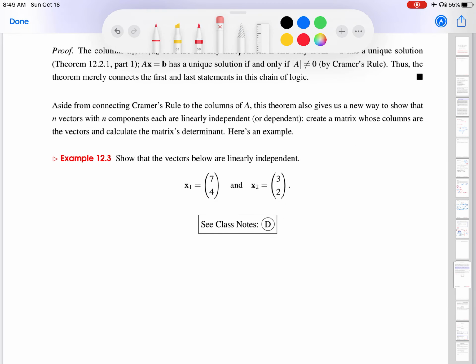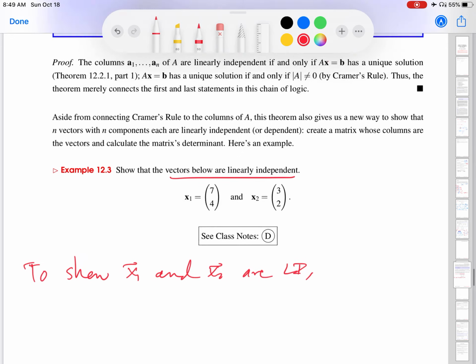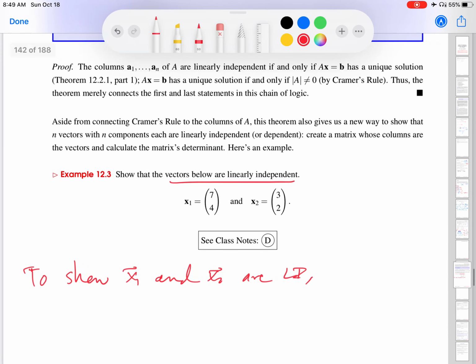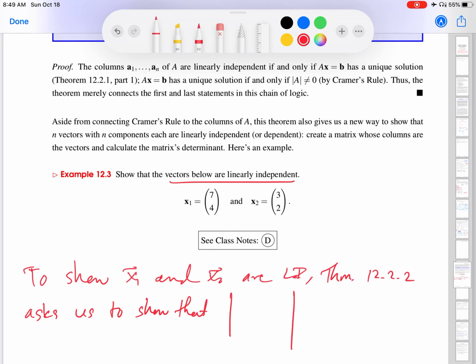In this particular example, it's also useful because it helps us show that vectors are linearly independent by using determinants. So to show that x1 and x2 are linearly independent, theorem 12.2.2 asks us to show that if I put these vectors into a matrix so that they become the columns of the matrix, then this determinant is non-zero.